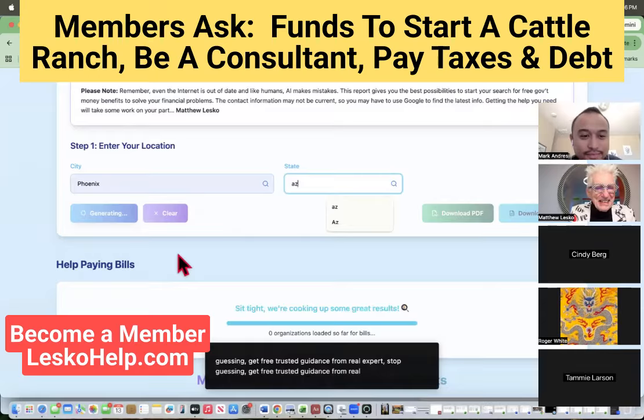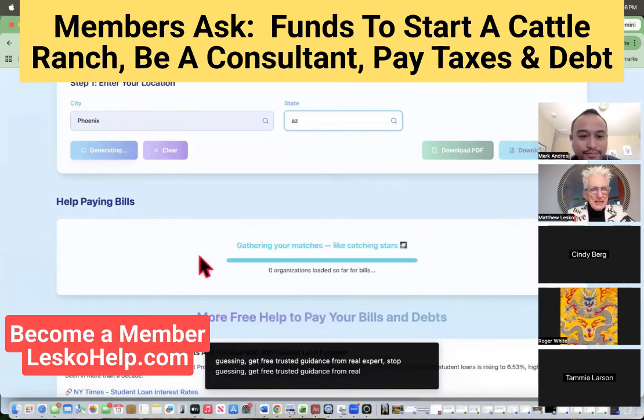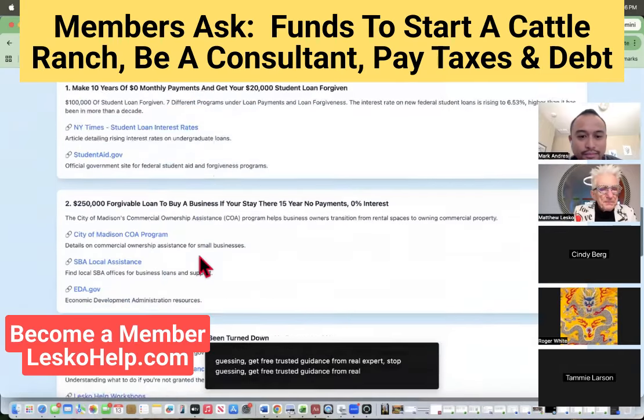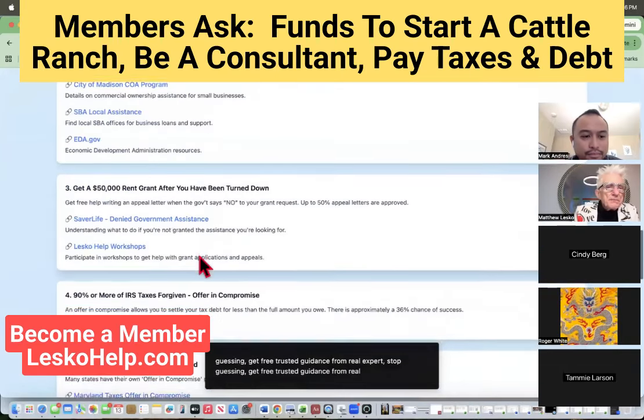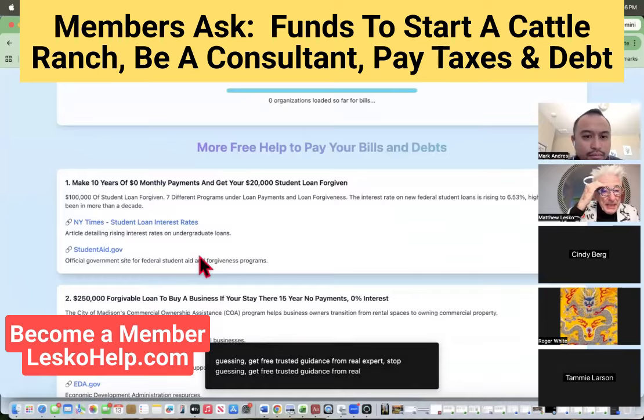Okay, so it's generating, and this is going to give you a list of a whole bunch of people. Also, right in the beginning here, you'll see where I talk about student loan stuff. If you have those, you just go to studentaid.gov and try to talk to somebody there about that. Because if you try to get rid of your student debt on Google, people are going to sell you something. Again, you don't stand a chance.